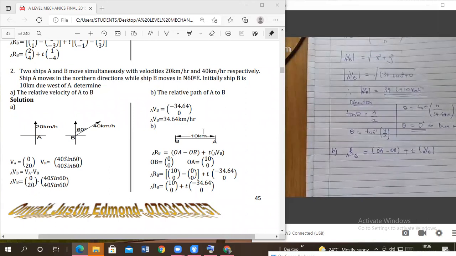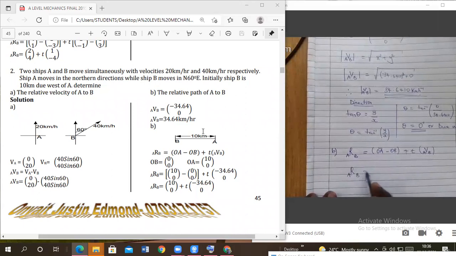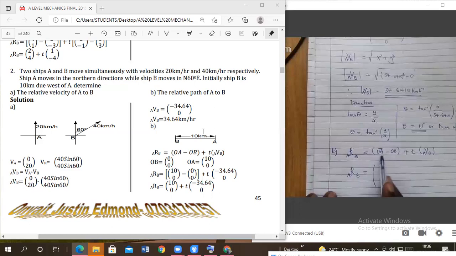Time was not given, so we shall leave it in terms of T. So we shall have, what is our OA? Our OA, I remember we got it. What's our OA, members?